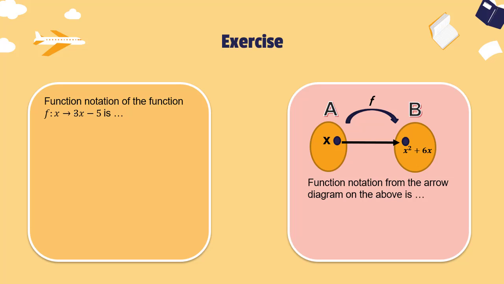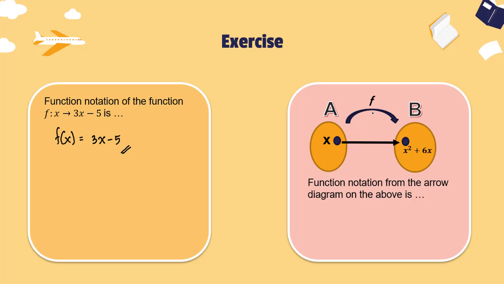Now let's do an exercise. For question number 1, the function notation of the function f maps x to 3x minus 5. To find the function notation, because the image of x is equal to f(x), we can find the relation f(x) is equal to 3x minus 5. So this is the answer of function notation.